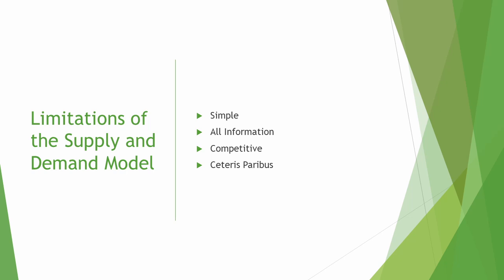There are many limitations to the supply and demand model. One limitation of the supply and demand model is that it is a simplified demonstration that assumes buyers and sellers have all the information, which rarely happens. As well as this, it assumes all markets are competitive, which is not the case for all markets. In addition, the supply and demand model assumes ceteris paribus, which assumes only one factor changes and everything else stays the same.